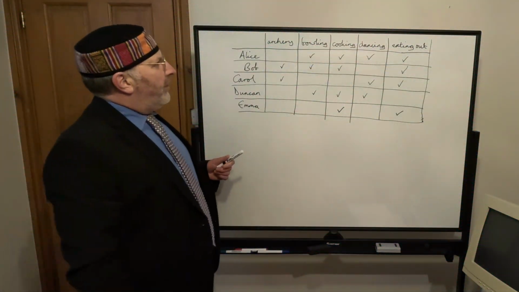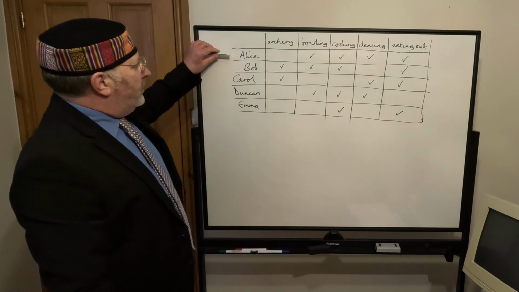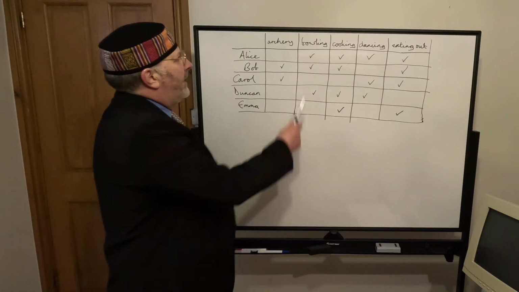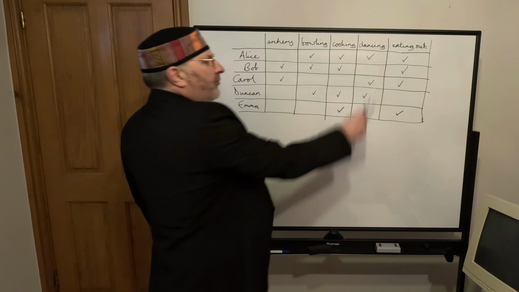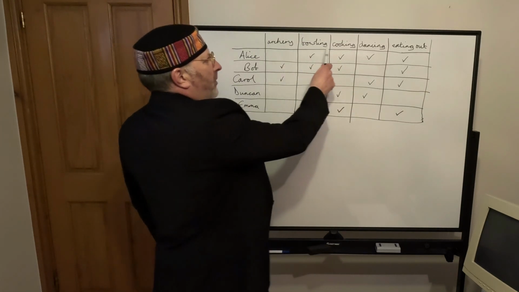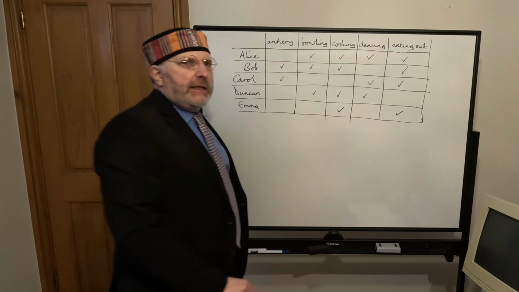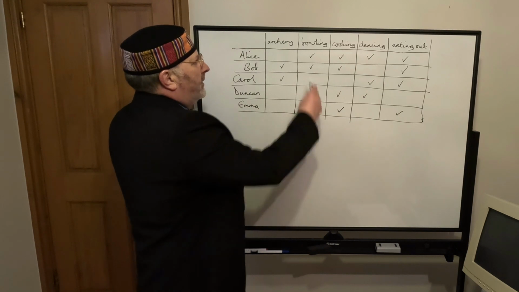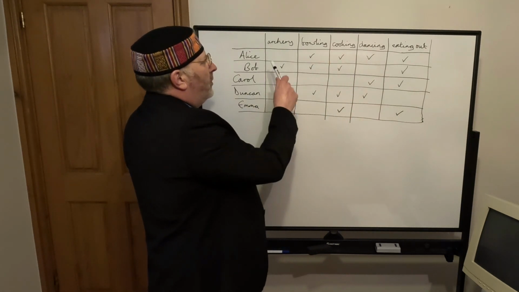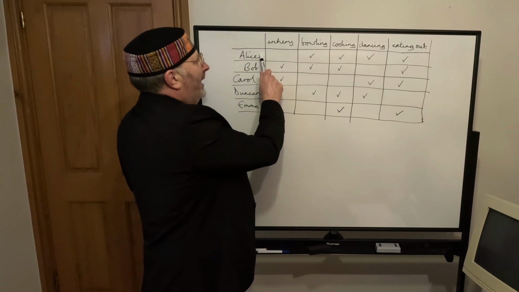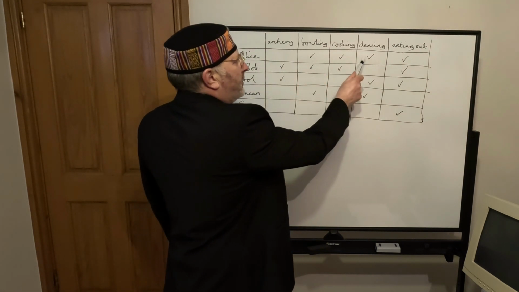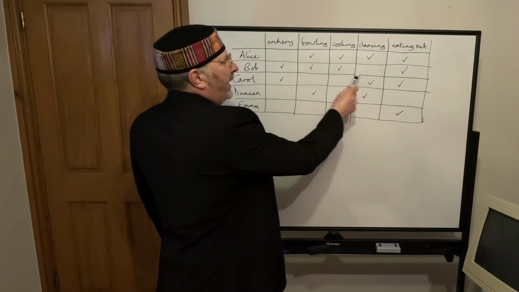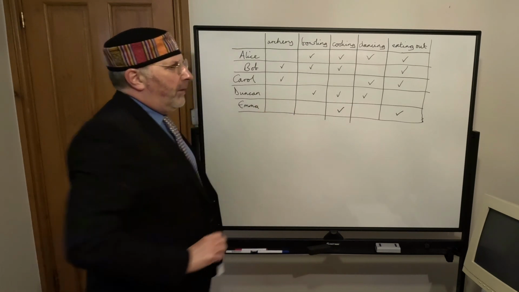Okay, so here is a table showing a group of people: Alice, Bob, Carol, Duncan and Emma, A, B, C, D, E, and a set of interests that they might have: archery, bowling, cooking, dancing and eating out, A, B, C, D, E. And the ticks in the table show who has which interests. So Alice has interests of bowling, cooking, dancing and eating out. Bob has interests of archery, bowling, cooking and eating out, and so on.